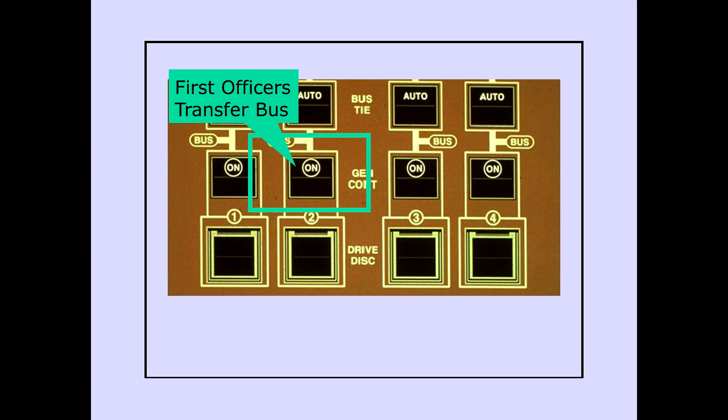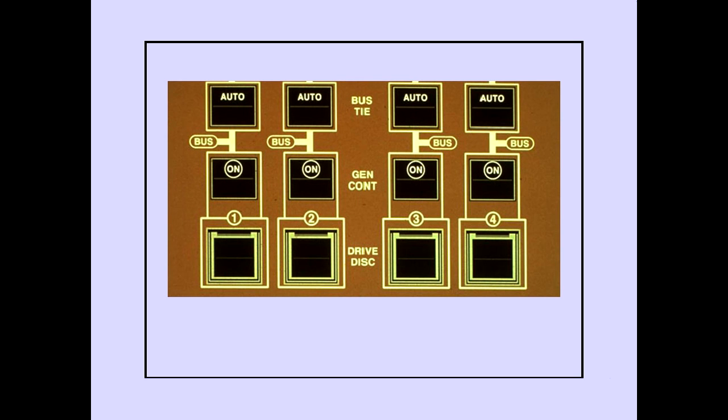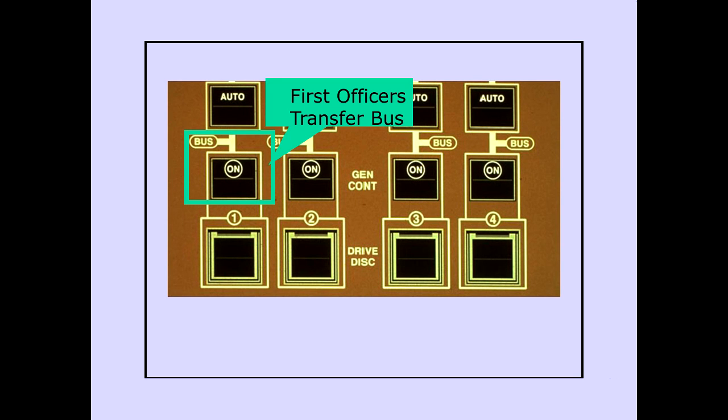The first officer's transfer bus is normally powered by AC bus 2, and the captain's transfer bus is normally powered by AC bus 3. If AC bus 2 is unpowered, the first officer's transfer bus is automatically transferred to AC bus 1 for backup power.